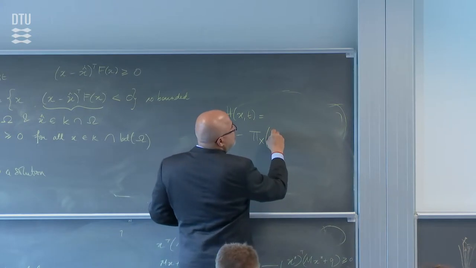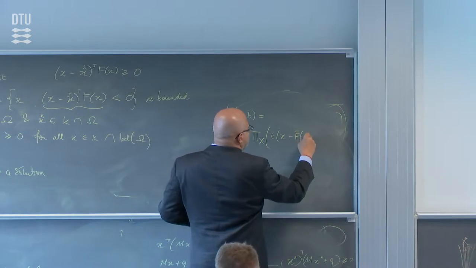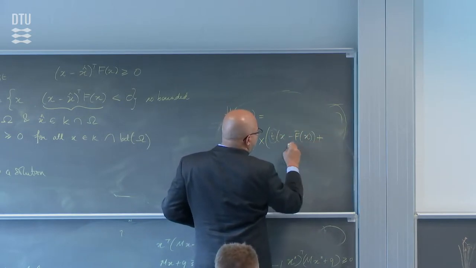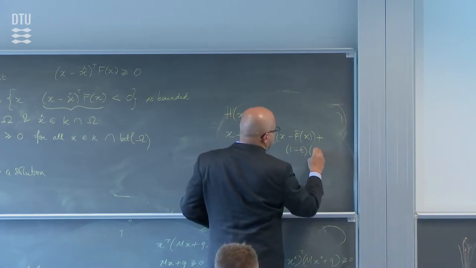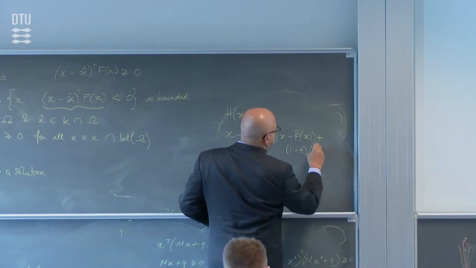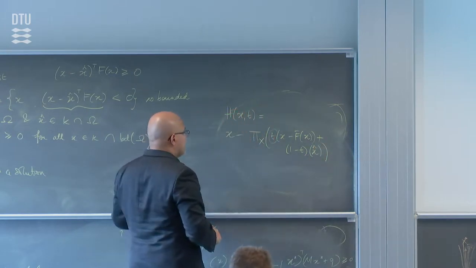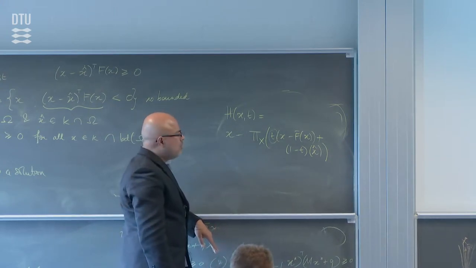This is t. So normally when t is 1, you get exactly what you want. And when t is 0, what you get is x hat. Now you can see what's going on. What happens when t is 0?